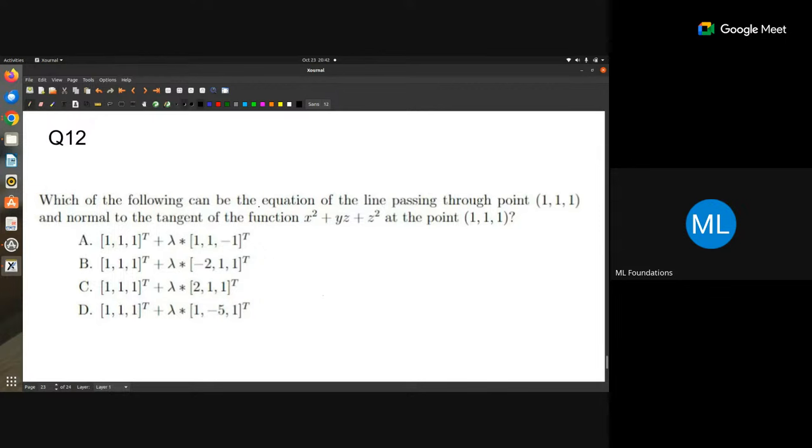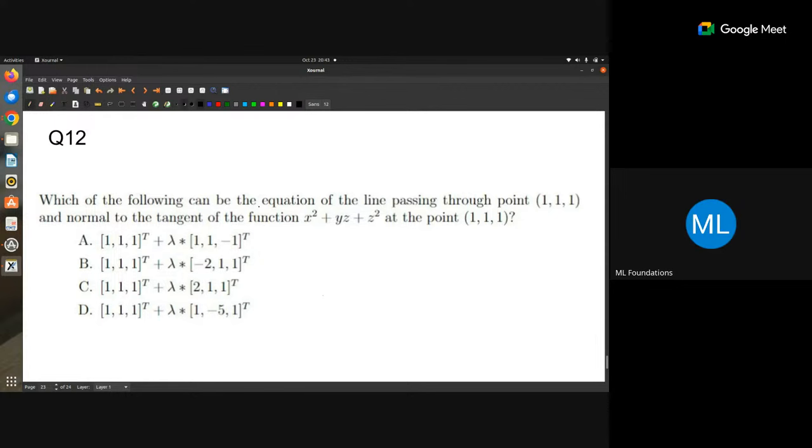I think this is the last example of today's session. Which of the following can be the equation of the line passing through point 1, 1, 1 and normal to the tangent of this function at the point 1, 1, 1? What are you trying to find here first? Tangent. So we can calculate the gradient at the point 1, 1, 1, and whatever gradient we get, we can write 1, 1, 1 plus lambda times that gradient value. That would be the line passing through the point. Correct.